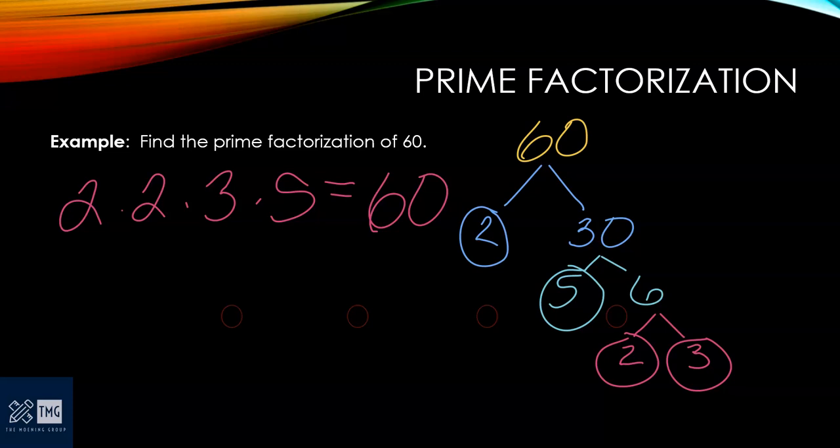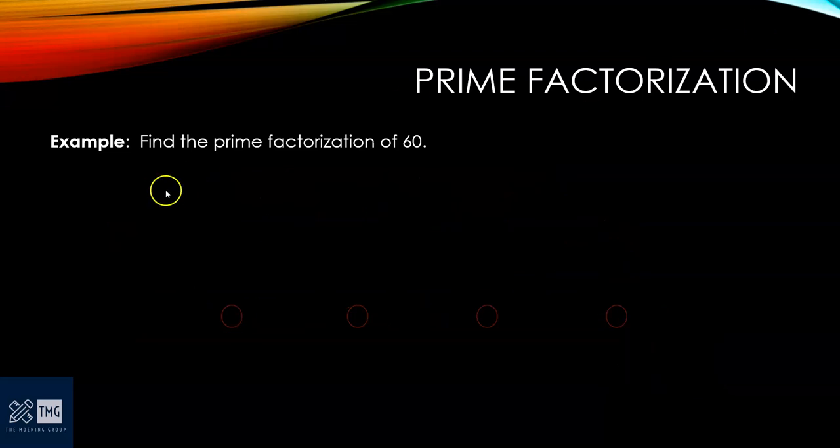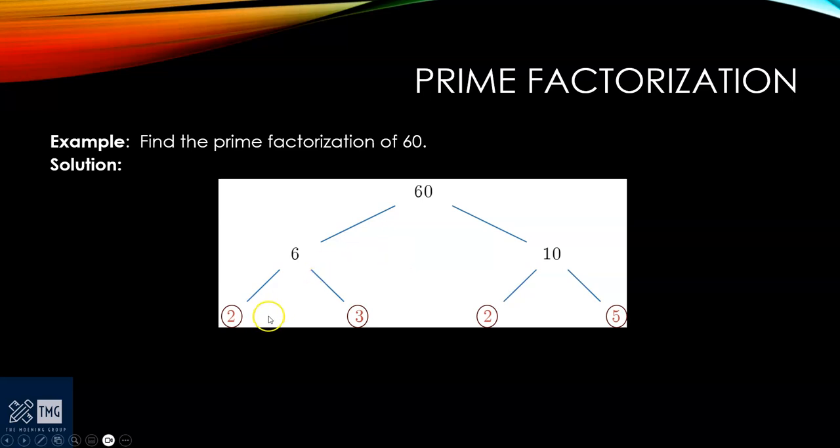Oftentimes, if we have repeated numbers, 2 times 2 is the same as 2 squared. So I would write 2 squared times 3 times 5 equals 60. So that is one way to do the factor tree for the prime factorization. You can see that another way to do it would be to start with 6 and 10. Then 6 breaks down into 2 and 3, and 10 breaks down into 2 and 5. You still get the same answer of 2 squared times 3 times 5. So it does not matter how you start. It's just important that the two factors multiply to get the number you're working with.